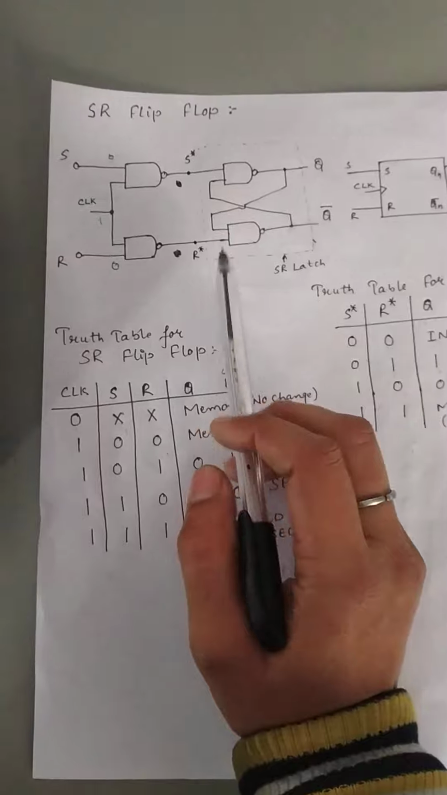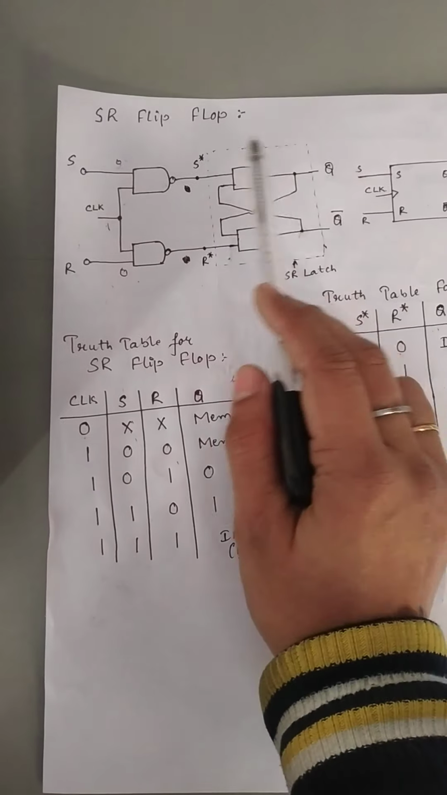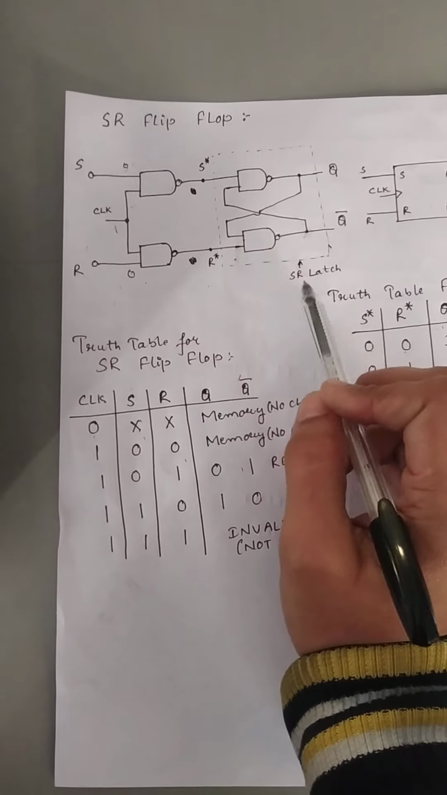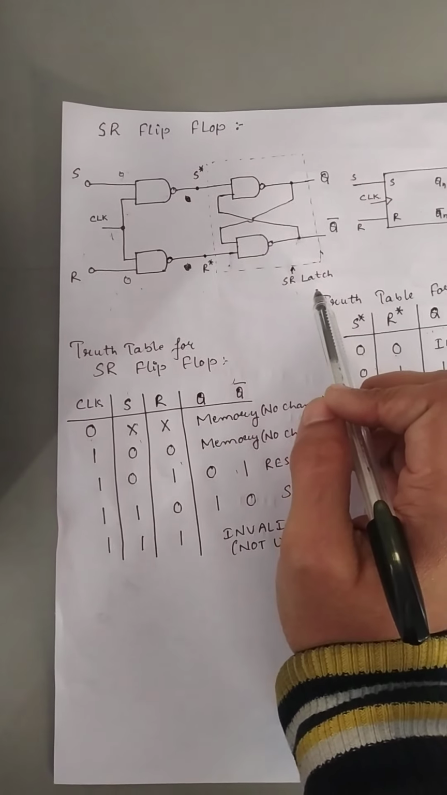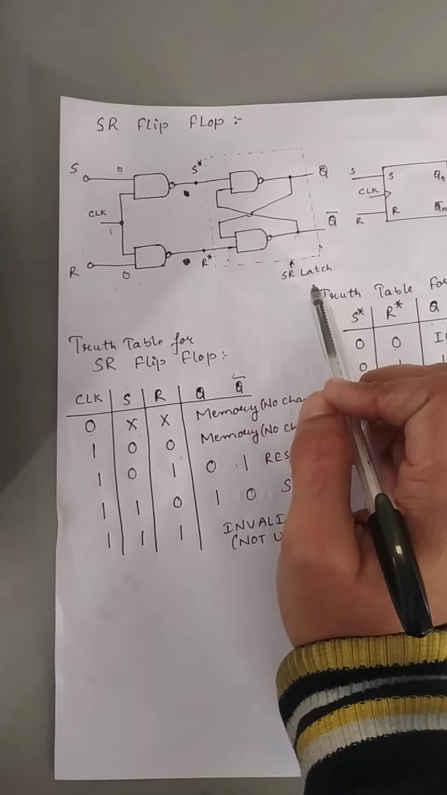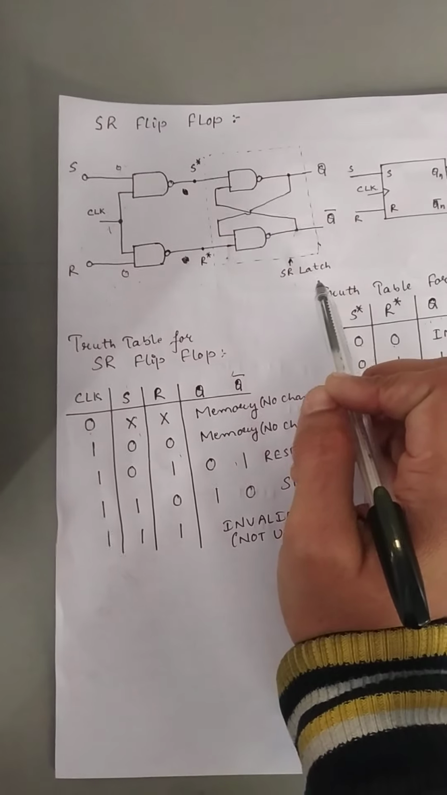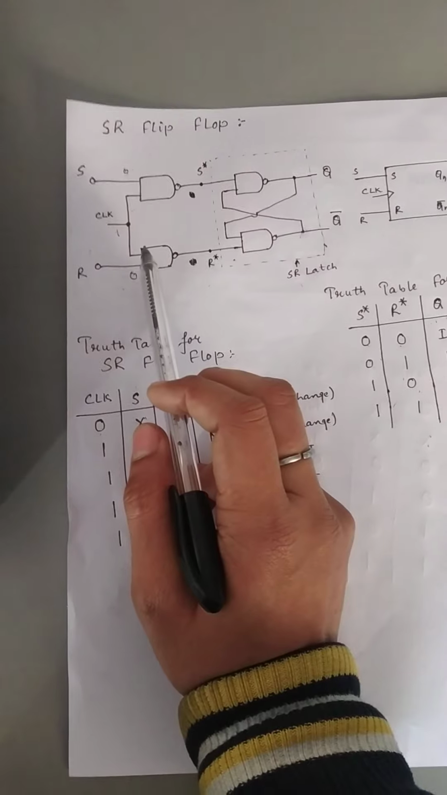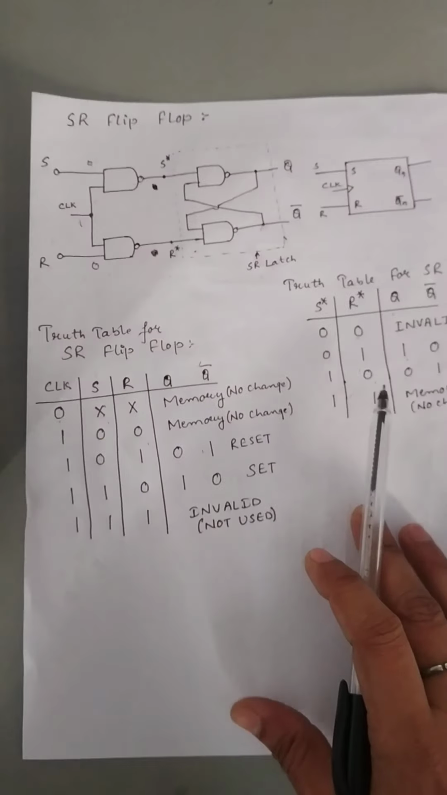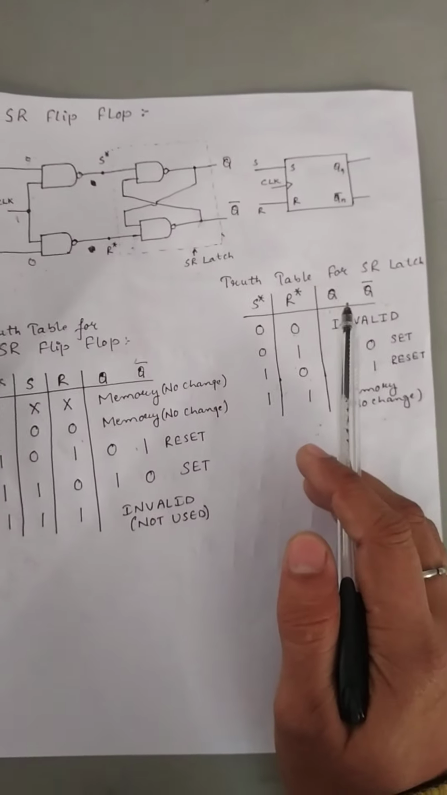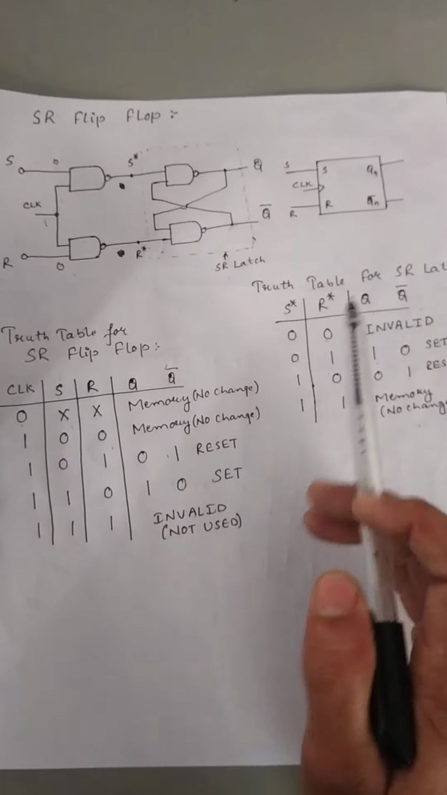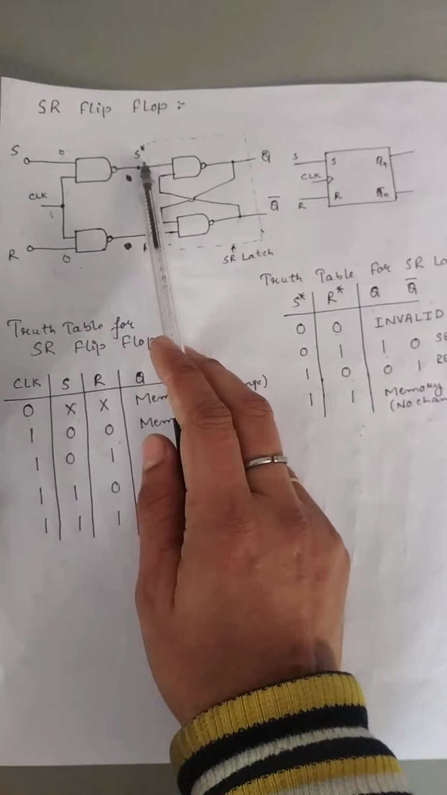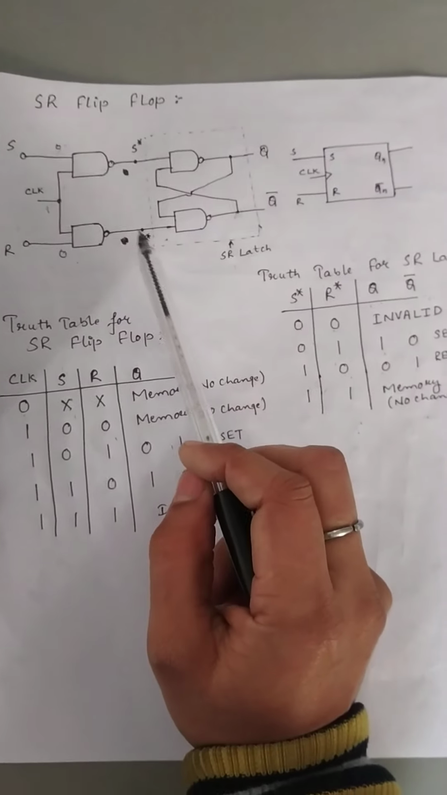Here you can see that this is simply an SR latch circuit, or you can say that the SR flip-flop is just a modification of the SR latch. In the SR flip-flop you are just using a clock. Now I will make a truth table for the SR latch. The inputs for the SR latch are represented by S star and R star.